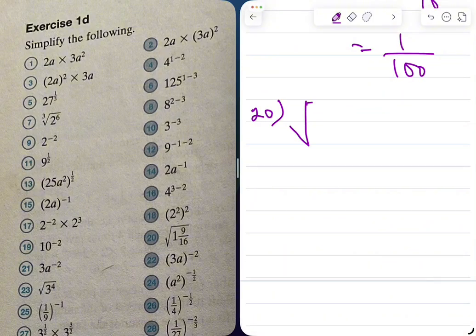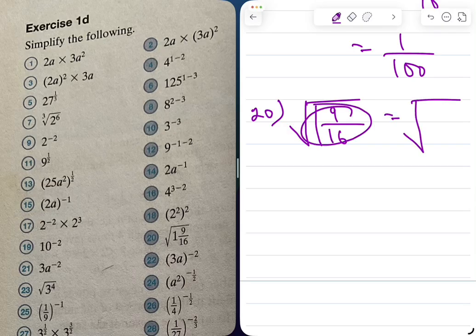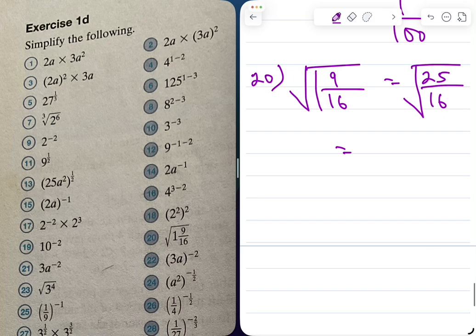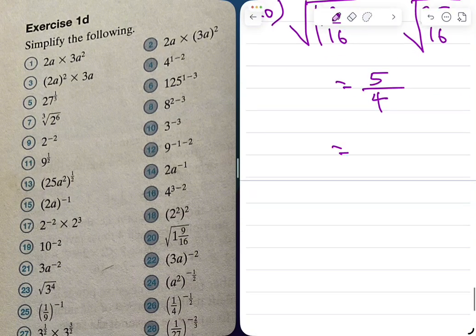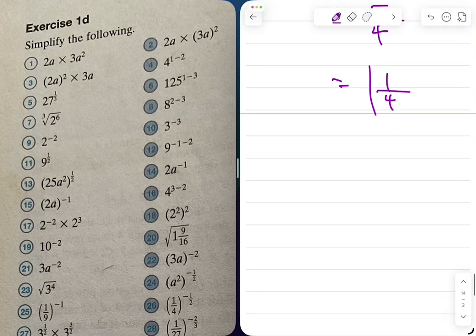Number 20 is the square root of 1 and 9 over 16. That's the same as 25 over 16 if you change it to an improper fraction, and that means the square root of 25, which is 5, divided by the square root of 16, which is 4. And if you like, you can write it as 1 and 1 over 4. Now to number 21.